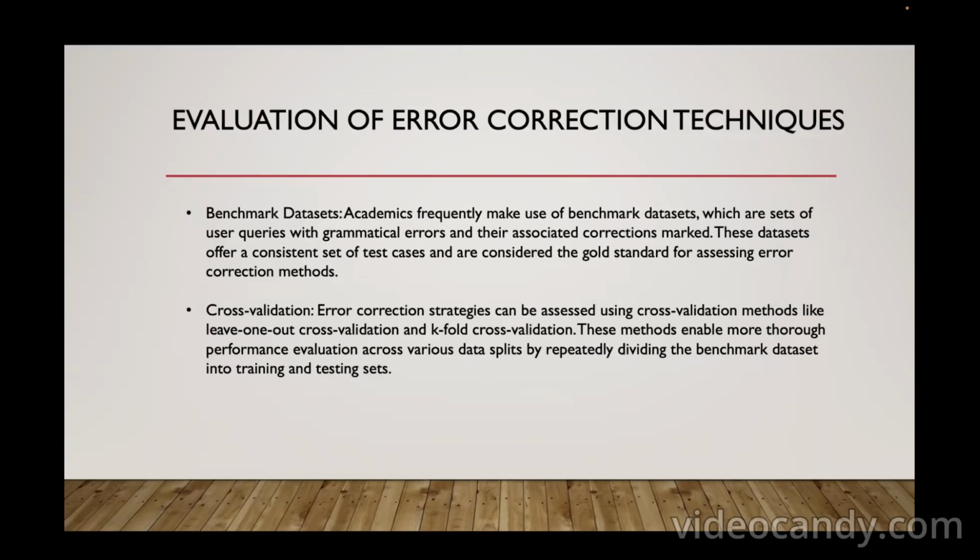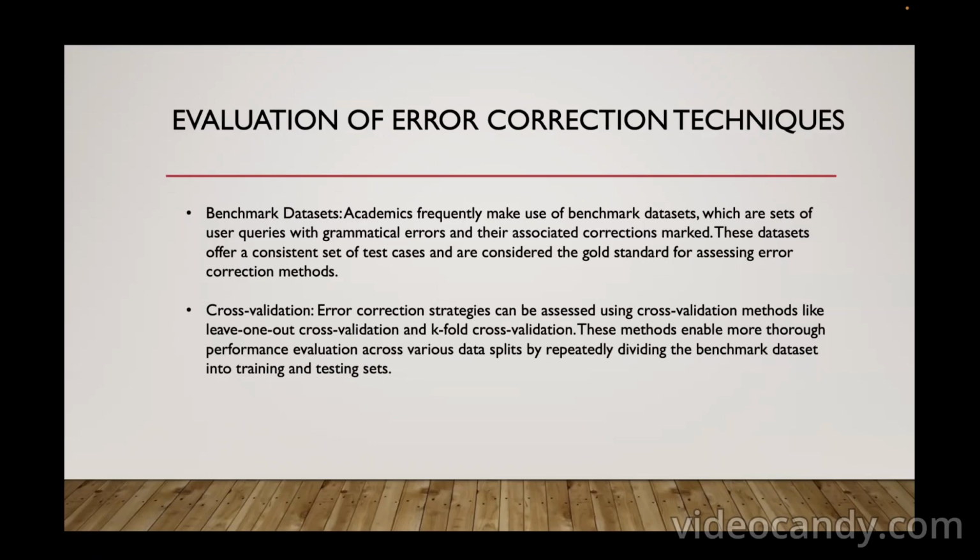And the next one regarding grammar checks is evaluation of error correction techniques. There are two kinds of evaluation of error correction techniques. The first one is benchmark datasets and the second one is cross-validation. Benchmark datasets, I have to explain it first. Academics frequently make use of benchmark datasets, which are sets of user queries with grammatical errors and the associated corrections marked. These datasets offer a consistent set of test cases and are considered the gold standard of assessing error correction methods.